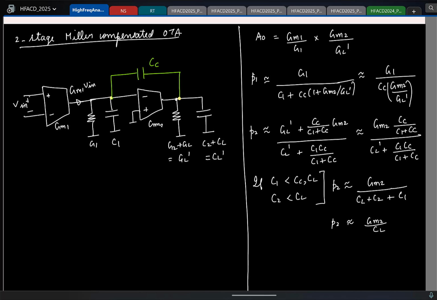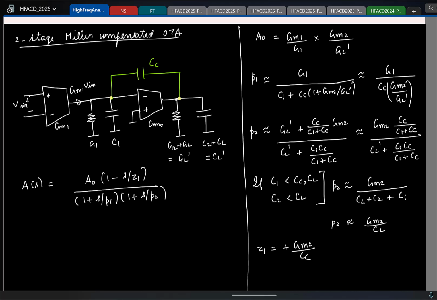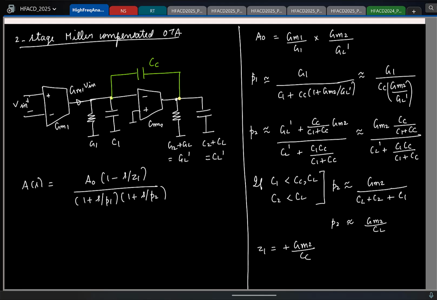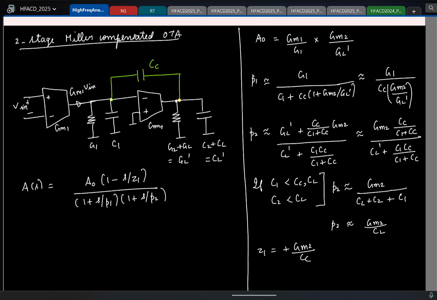Cool. We also saw we have a right half plane zero, so that was at plus GM2 by Cc. Right. So we have 2 poles and a zero. So I can write the transfer function as the DC gain times the RHP zero and 2 LHP poles. Right. Now let's see what will be the phase margin. And for calculating phase margin, what is the first thing I have to compute? The unity loop gain frequency. So let's calculate that.